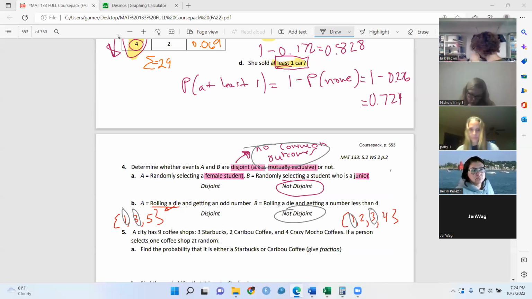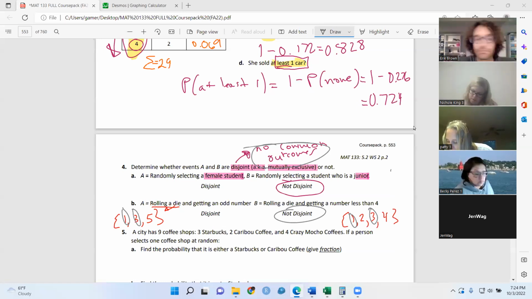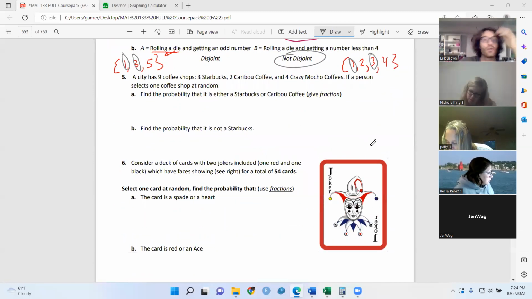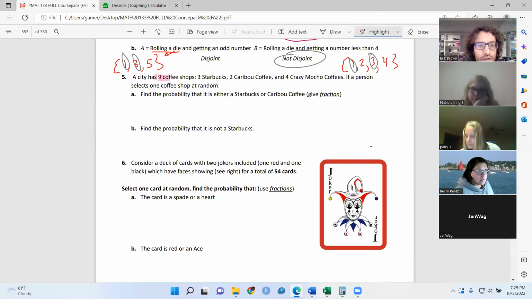Okay. Let's see how we're doing here. First note, we're given the size of the sample space right in the prompt. That was kind of them, right? 9 coffee shops, 3 at Starbucks, 2 Caribou Coffee, and 4 Crazy Moco coffees. I'm going to assume these are disjoint coffee types. We talked about that this morning, that you can't be a Starbucks and a Caribou Coffee at the same time. And so we're randomly selecting that we go to one of these.